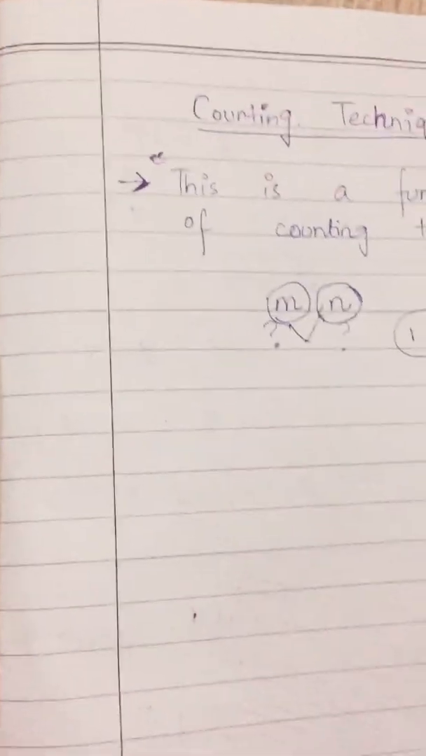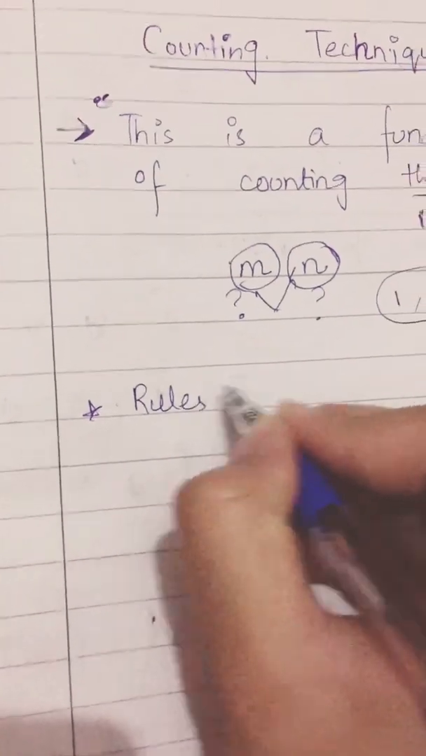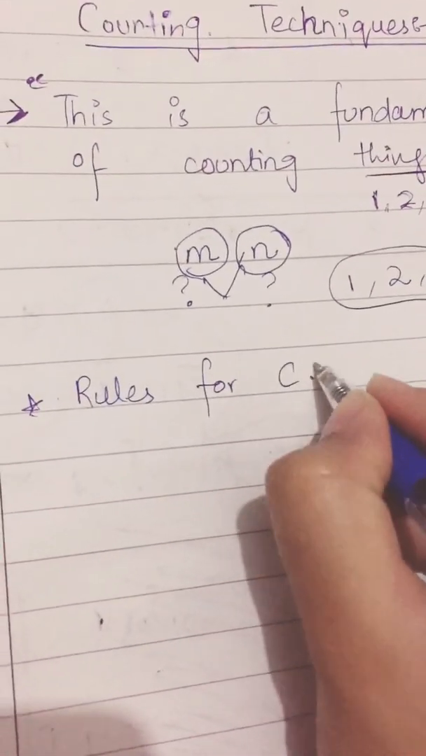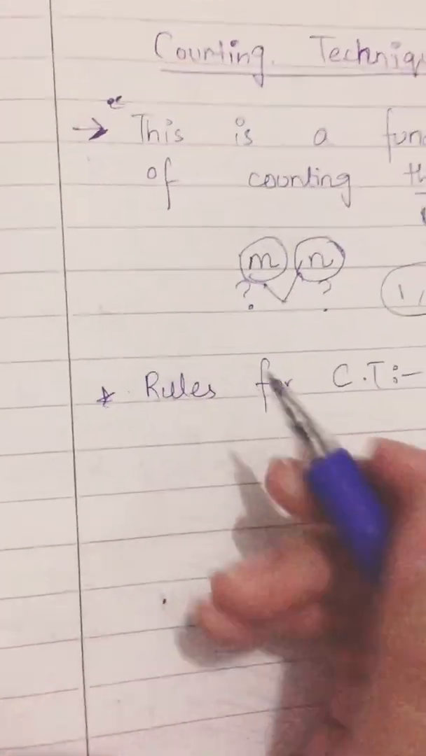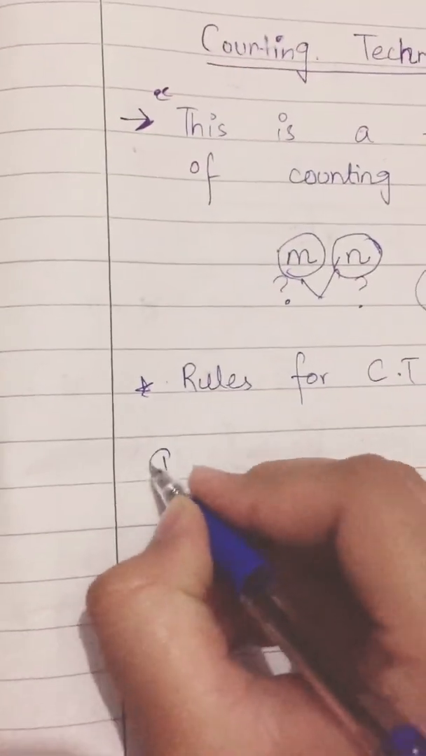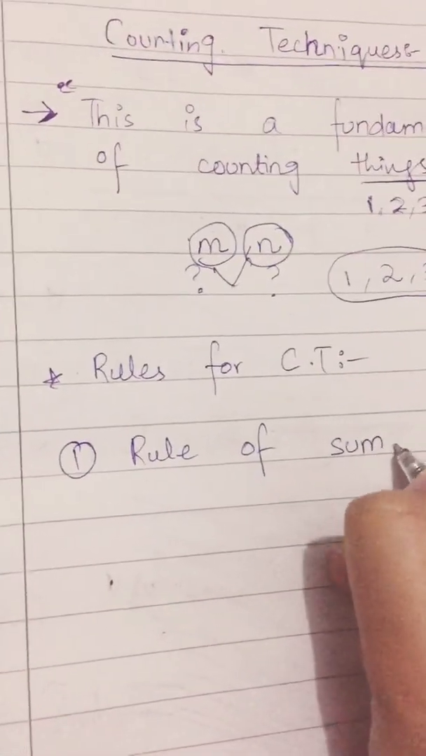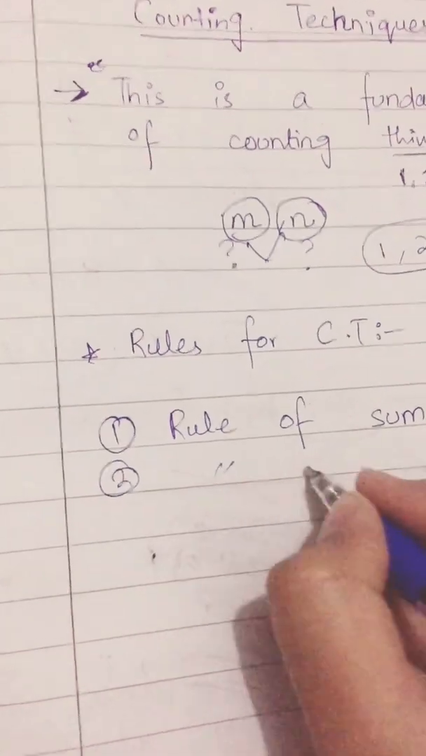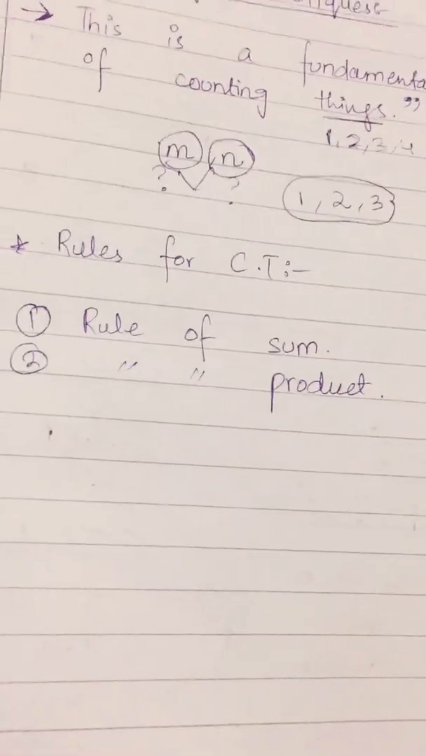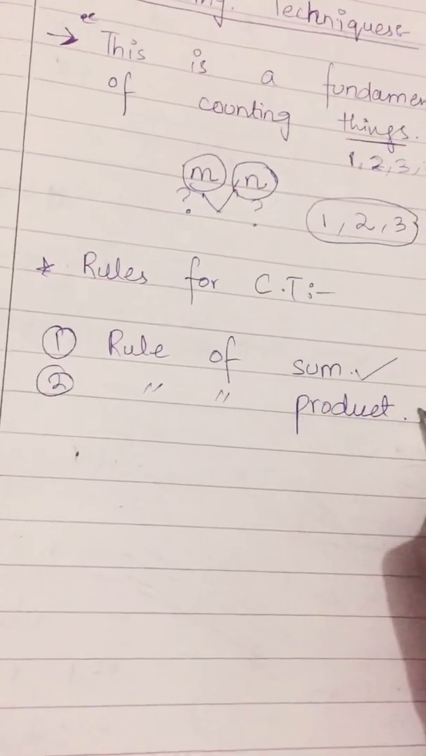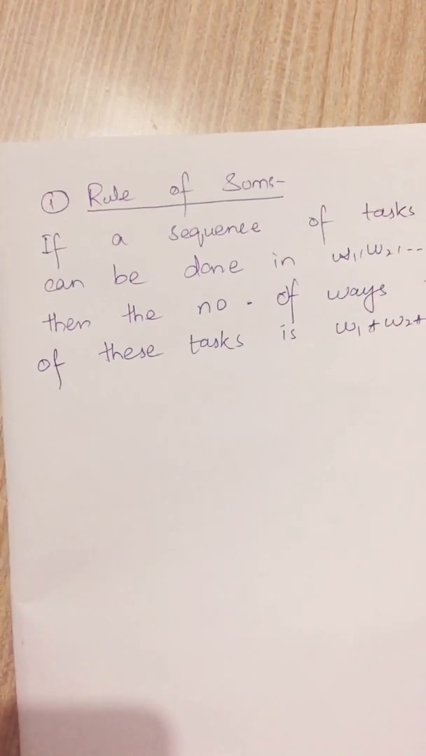So let's move further. The next thing is rules for counting techniques. There are 2 rules of counting techniques. The first one is rule of sum, and the second rule is rule of product. Now we will explain the rule of sum and rule of product. First rule is rule of sum. What does the rule of sum say?